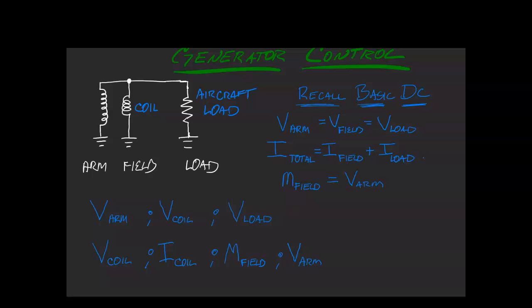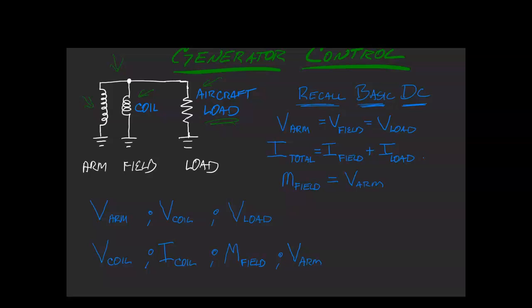What we've got here first is just a basic, really simplified drawing of our generator circuit, where I have an armature that rotates, and then our fixed field coil, and then of course our aircraft load. And the aircraft load is anything electrical on the airplane: lights, pitot heat, radios, popcorn maker, etc. You'll see that all three of these are in parallel.